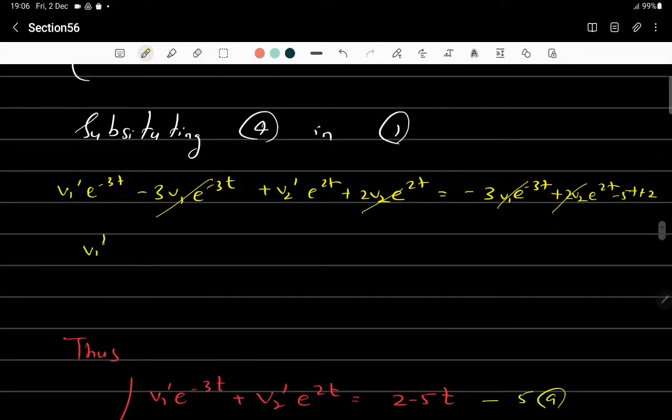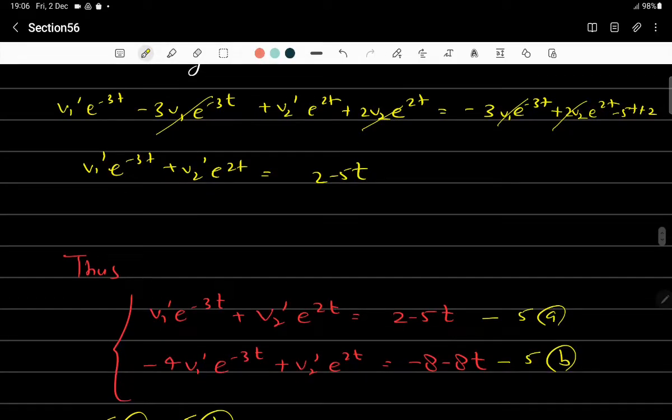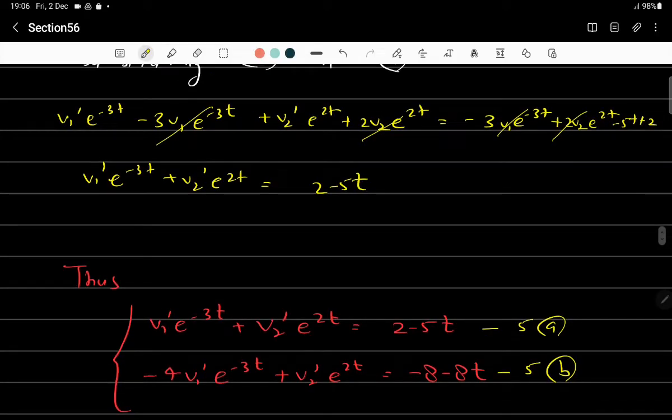this equation becomes v1 dash e raised to the power minus 3t plus v2 dash e raised to the power 2t is 2 minus 5t. Similarly, from the second one, we will get minus 4 v1 dash e raised to the power minus 3t plus v2 dash e raised to the power 2t is equal to minus 8 minus 8t. I will call them equation 5a and 5b.